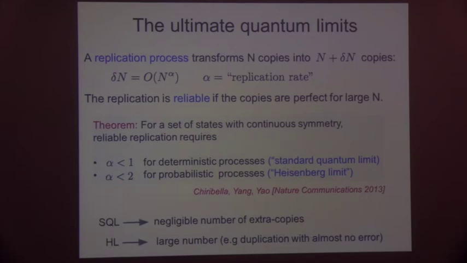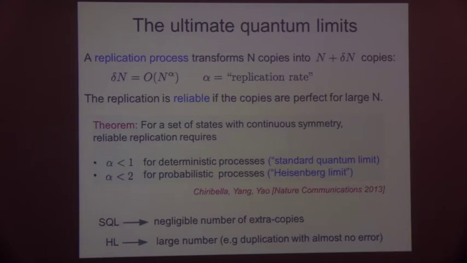Now, the theorem for this turns out that for a typical set of states with continuous symmetry, reliable replication requires the following. Alpha has to be less than 1 if you insist on a deterministic process, meaning no failure, or a small probability of error. So if you insist on the deterministic process, you cannot produce more than a negligible number of new copies. And it can be achieved for any alpha less than 1.